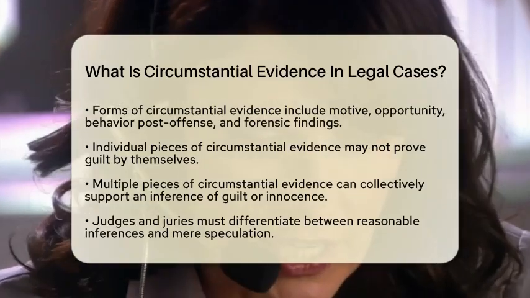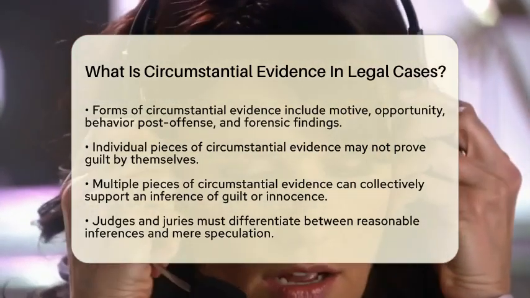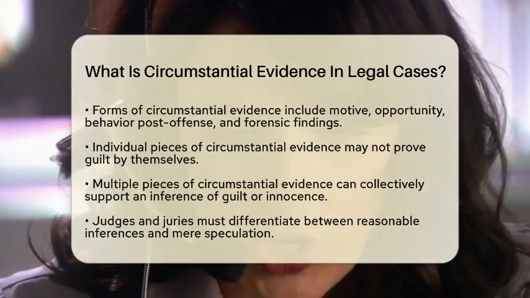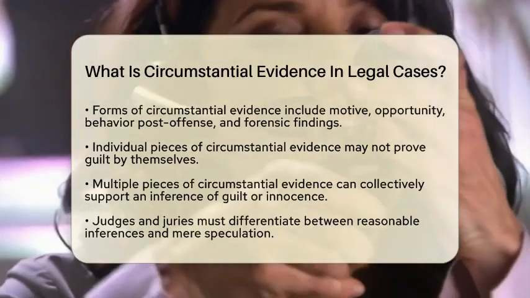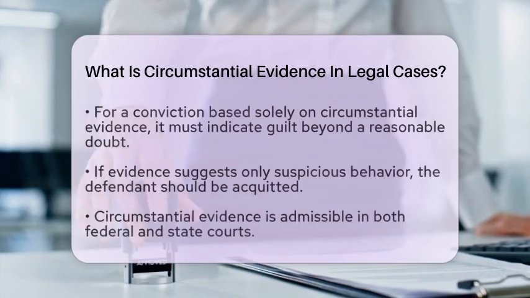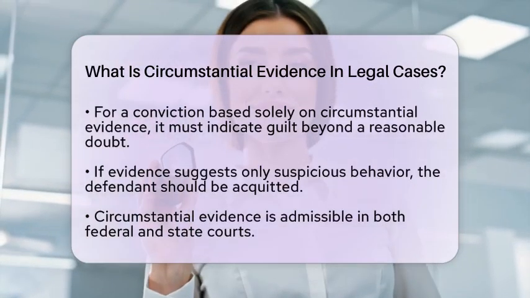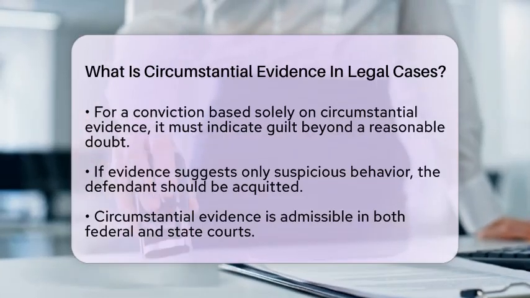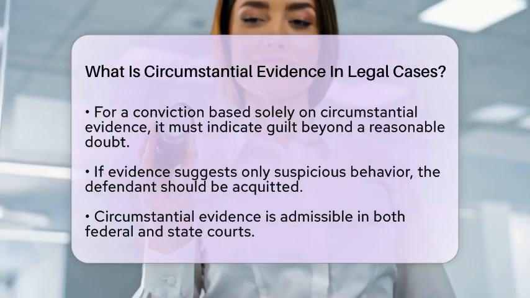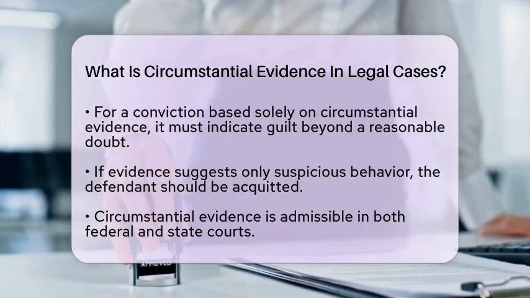The law requires that for a conviction based solely on circumstantial evidence, the evidence must be strong enough that the only reasonable conclusion is the defendant's guilt beyond a reasonable doubt. If the evidence only suggests suspicious behavior without conclusively pointing to guilt, the defendant should be acquitted.